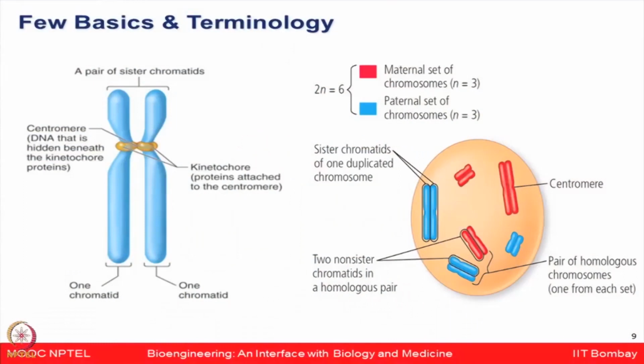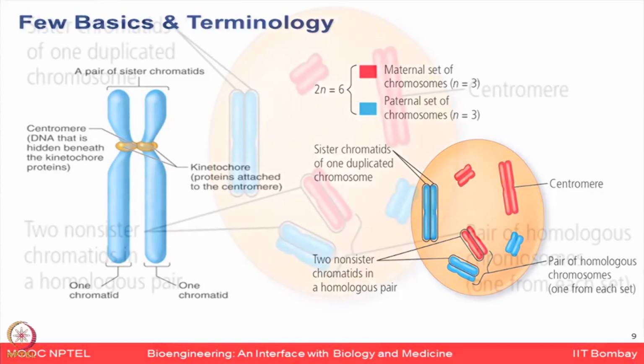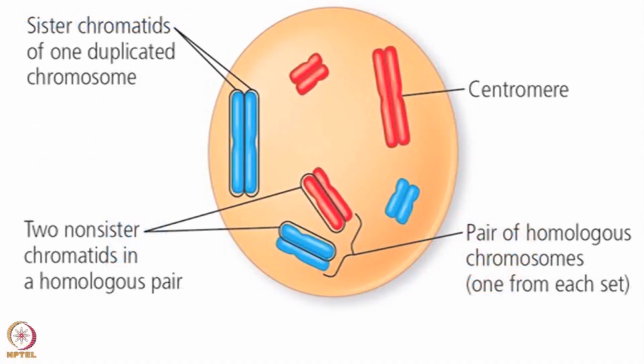Now, let us think about a cell which has 3 chromosomes each from father and mother. Let us say the maternal set, or the mother-obtained chromosomes, are shown in red, and the blue ones are from the father. So, the 2n or the ploidy level is 6 chromosomes in this case. Each chromosome has these sister chromatids, whether in the blue ones or the red ones, which are connected at the centromere.